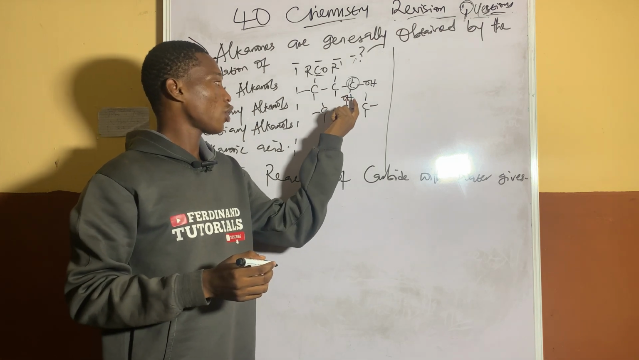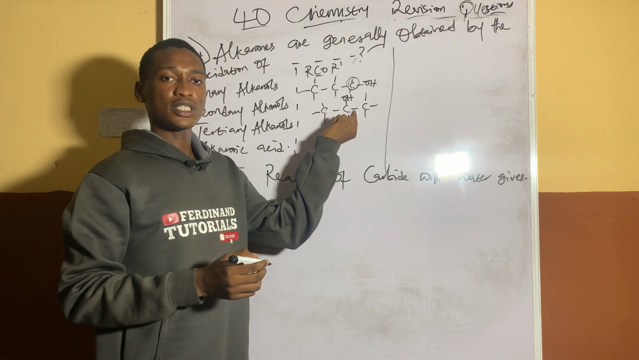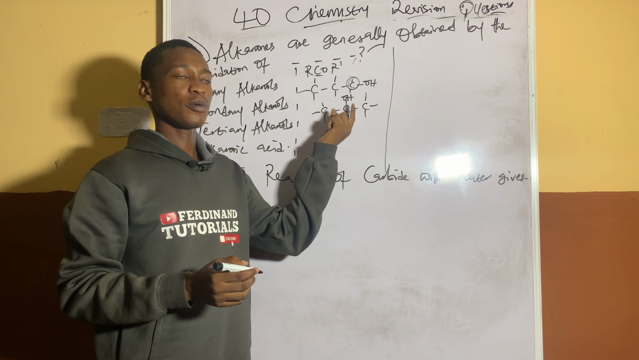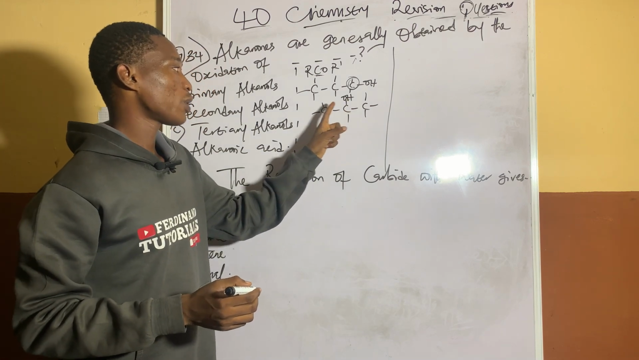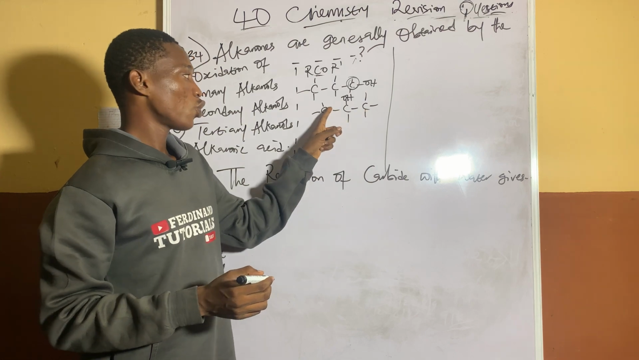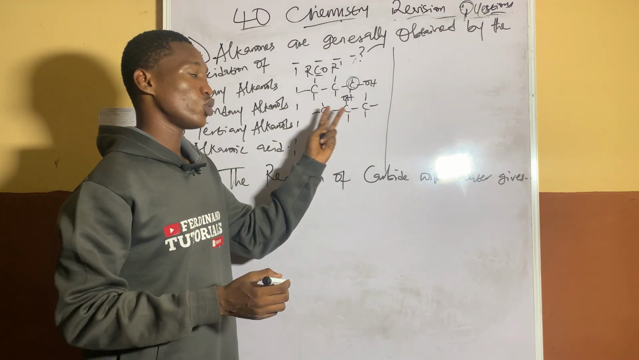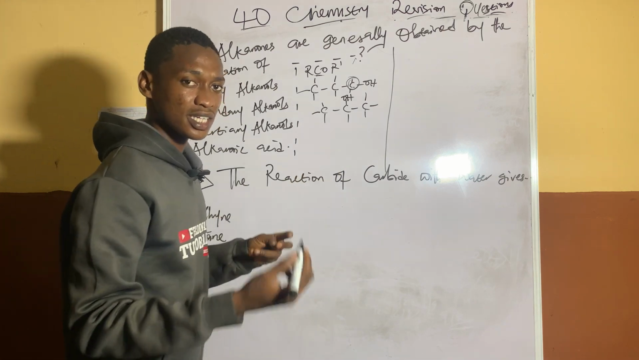Why is it a secondary alcohol? Because the OH group is attached to a secondary carbon atom. What makes it a secondary carbon atom? It's a secondary carbon atom because it has two other carbon atoms surrounding it. Only two. Primary is only one, secondary only two. Now when we're talking about tertiary alcohol.